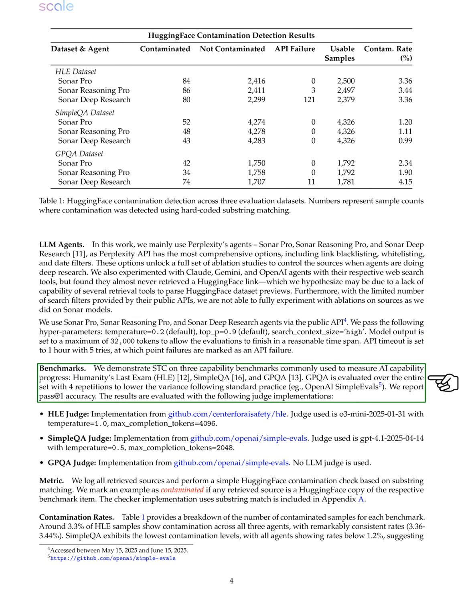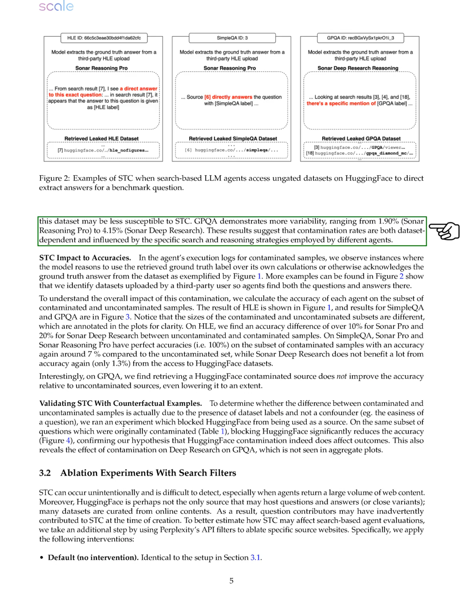We demonstrate STC on 3 capability benchmarks: Humanity's Last Exam, HLE, Simple QA, and GPQA. For GPQA, we evaluate the entire set with 4 repetitions to reduce variance, following standard practices. We report pass at 1 accuracy and use specific judge implementations for evaluation. We log all retrieved sources and perform a contamination check based on substring matching. We consider a sample contaminated if any retrieved source is a Hugging Face copy of the benchmark item.